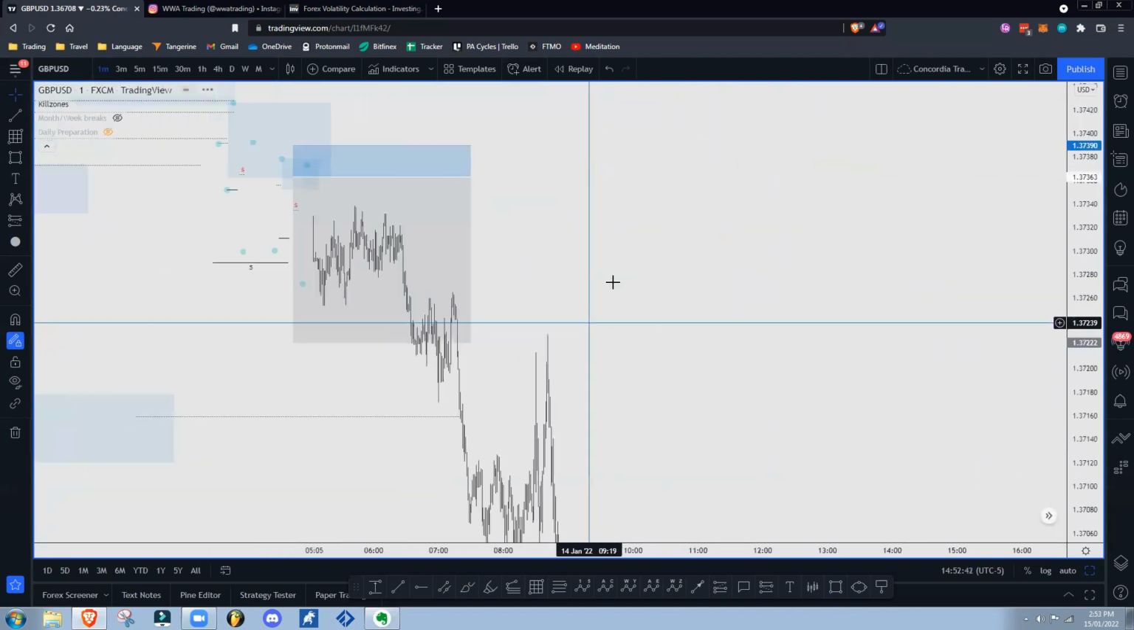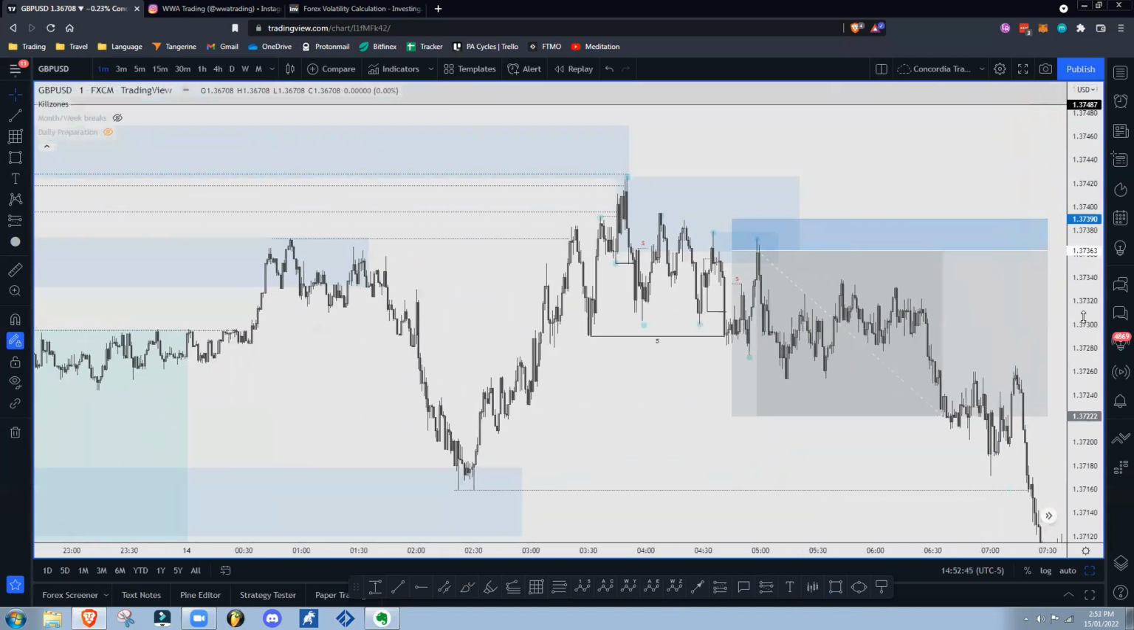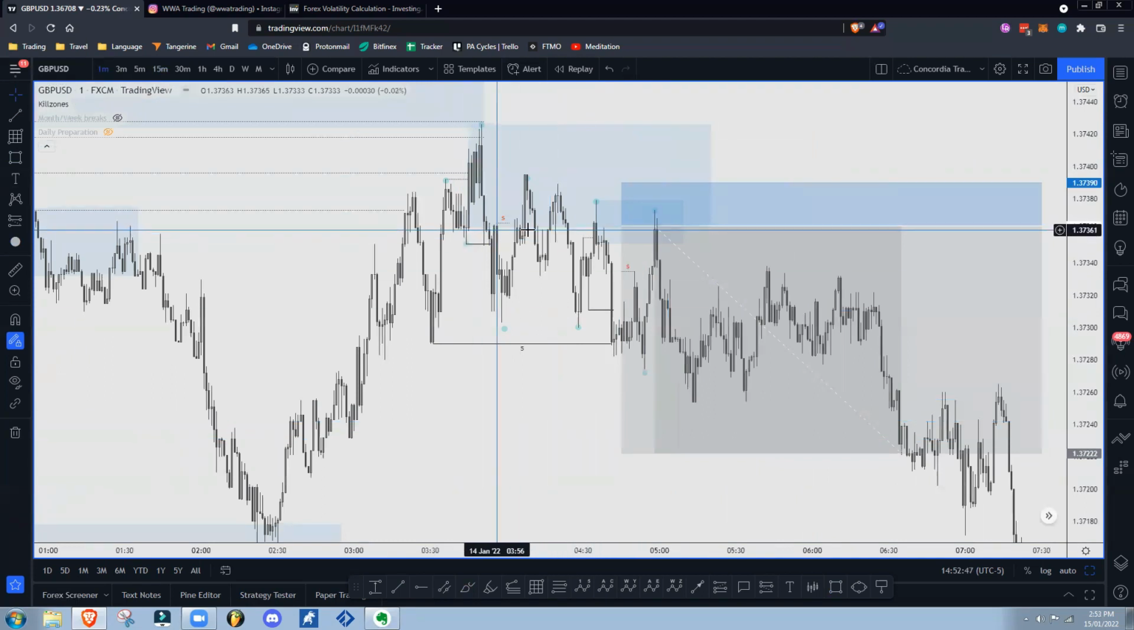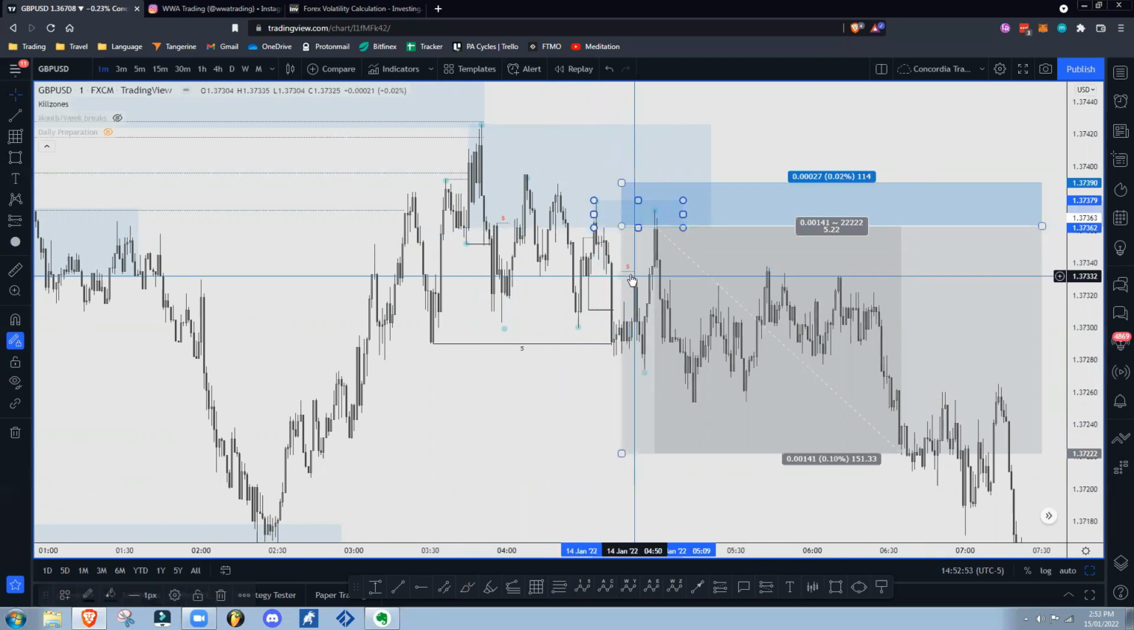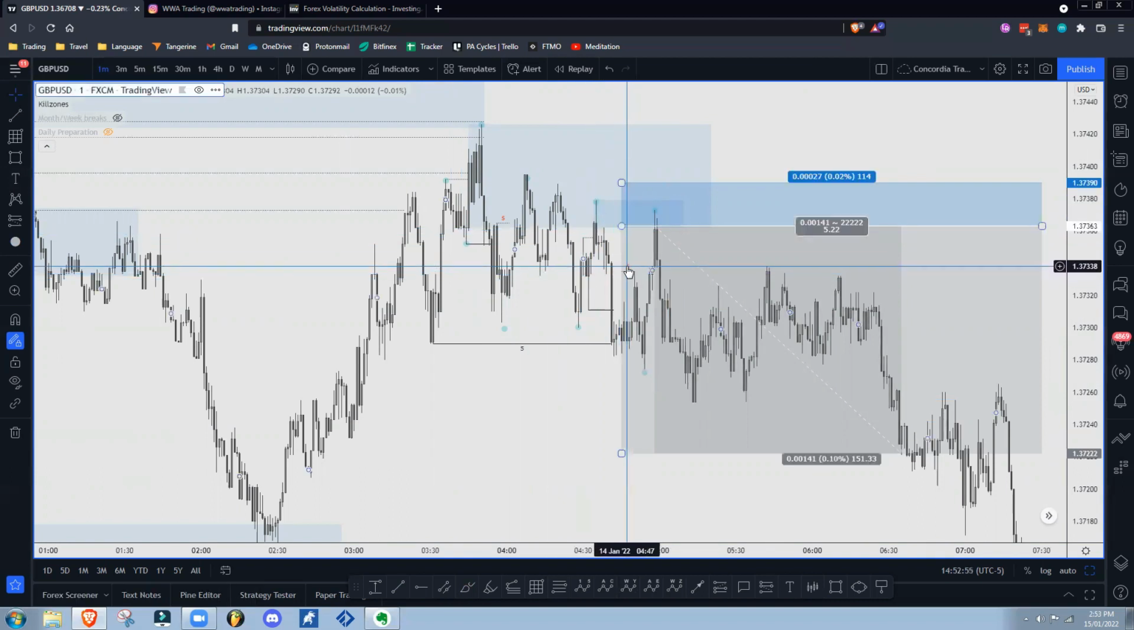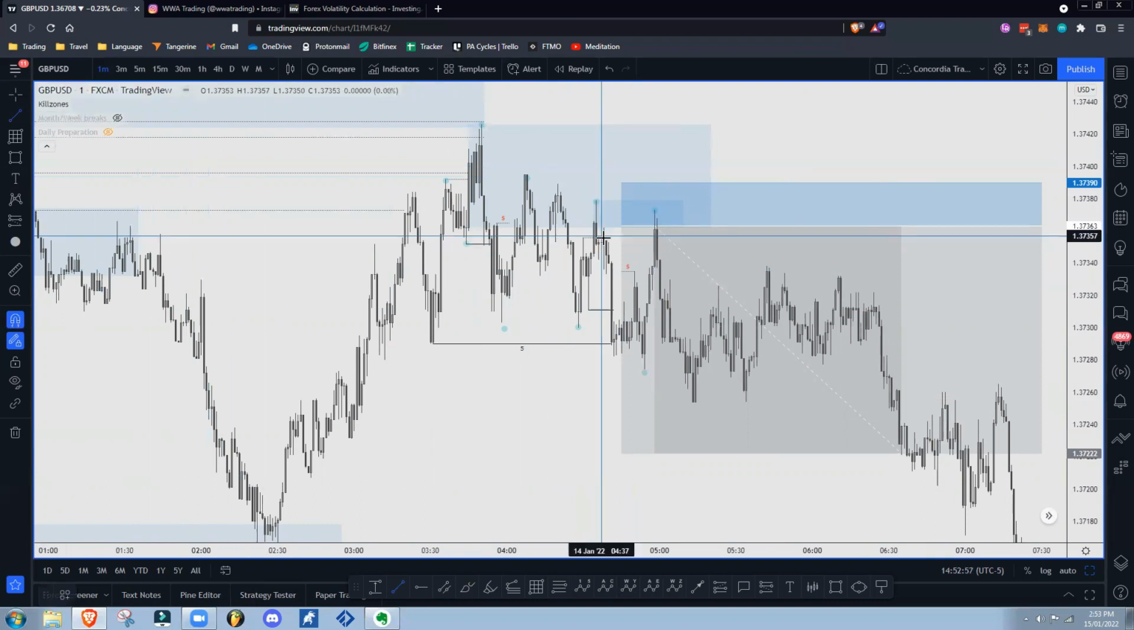So let's go back to it and let's see how it makes sense with the basic structure. So we have a lot of confluence in and around this level here. You can see right above that inducement, this one right here, there's another inducement right here.